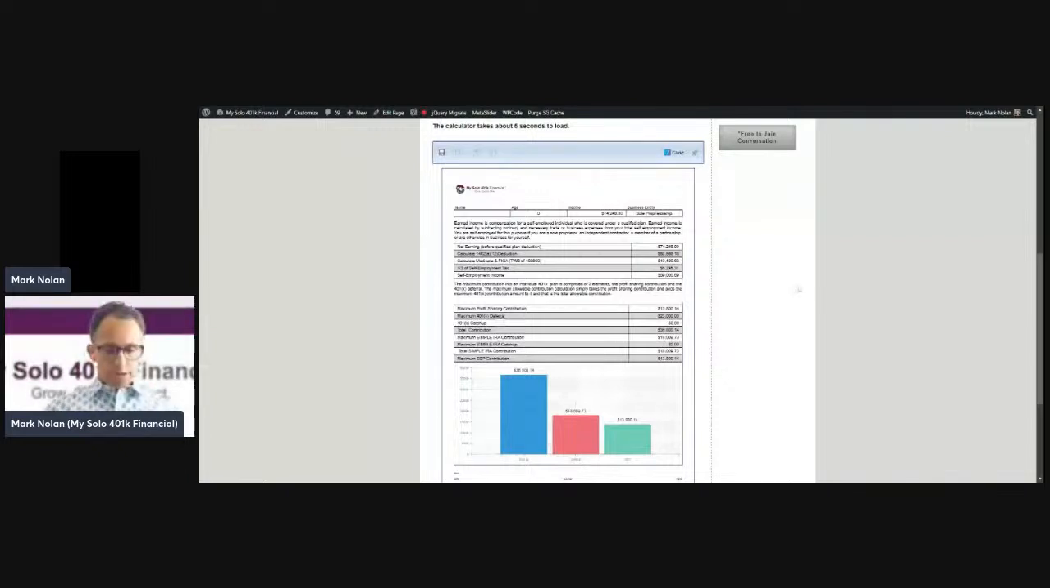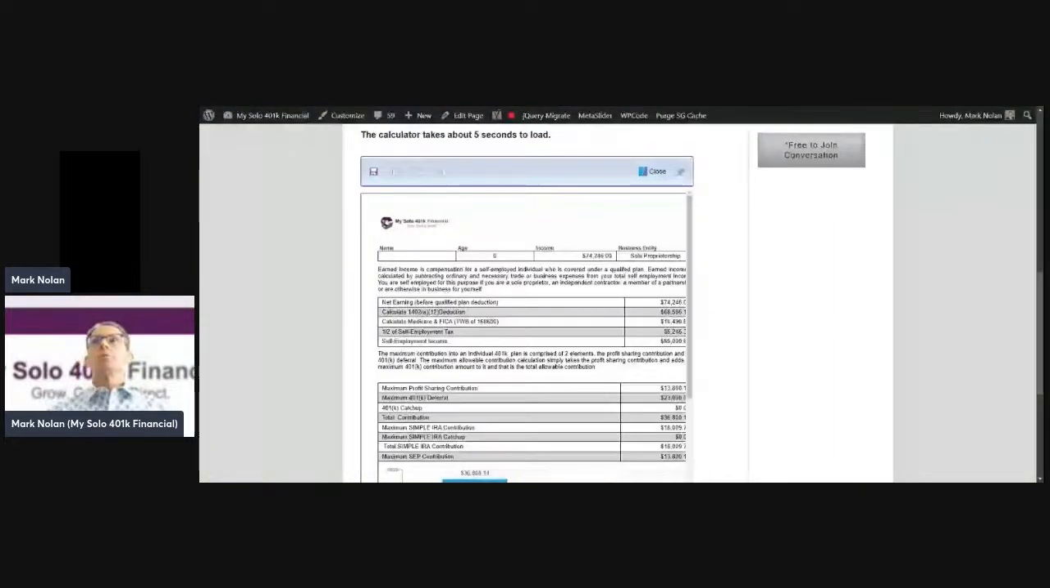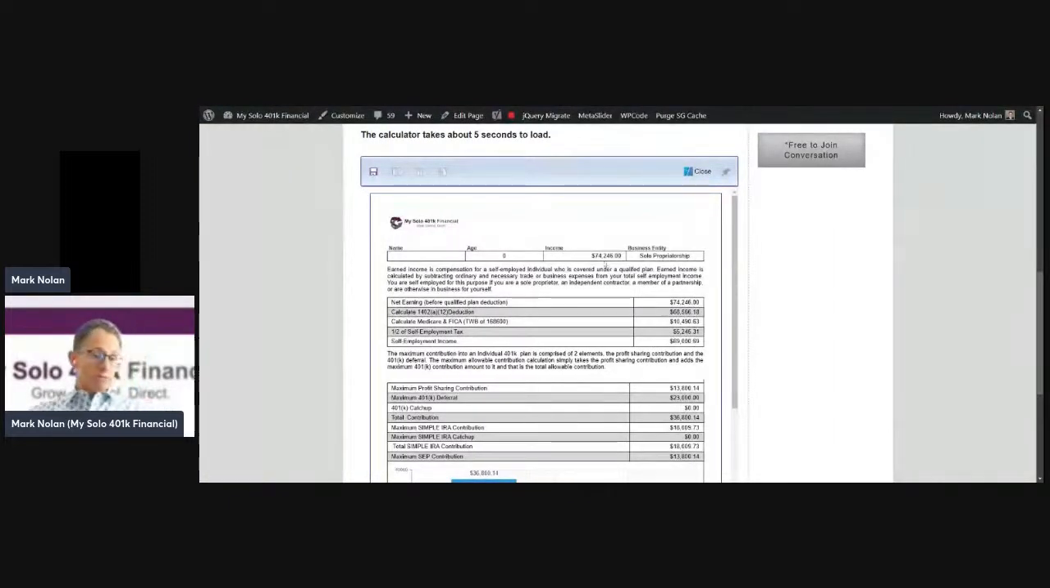So the calculator here breaks it down for us. See if I can blow this up a little bit so you can see it better. So based on $74,246, you're going to have to subtract 1/2 of self-employment income tax. And the calculator does that for you. It subtracts 1/2 of self-employment income tax from that $74,246 figure. And then we get a total net self-employment income of $69,000.